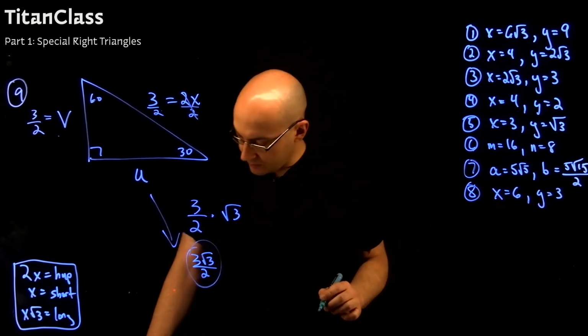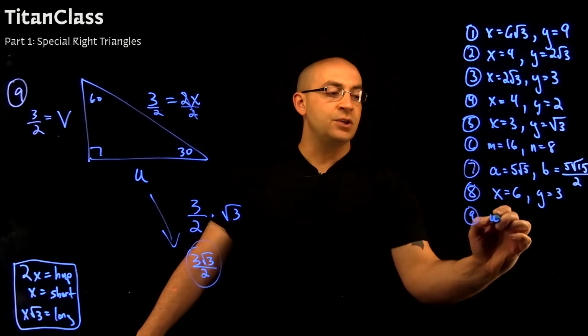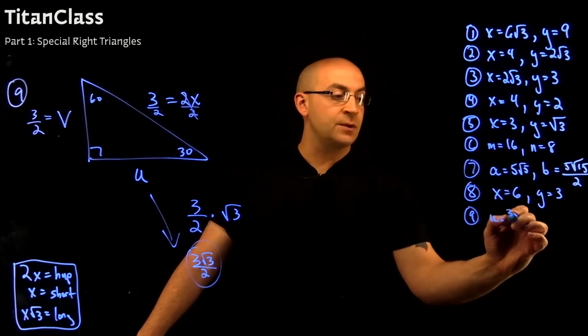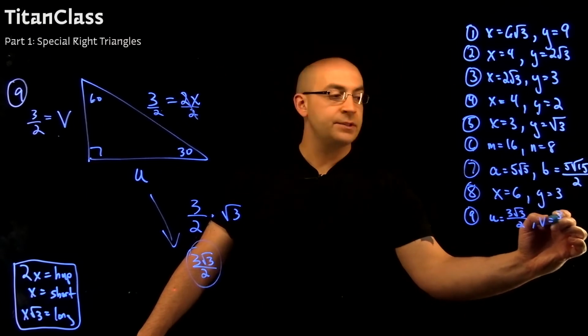Right? So I want to make sure how they put it here. They put u first. Okay. So u is going to be 3 root 3 over 2. And v is going to be 3 over 2.